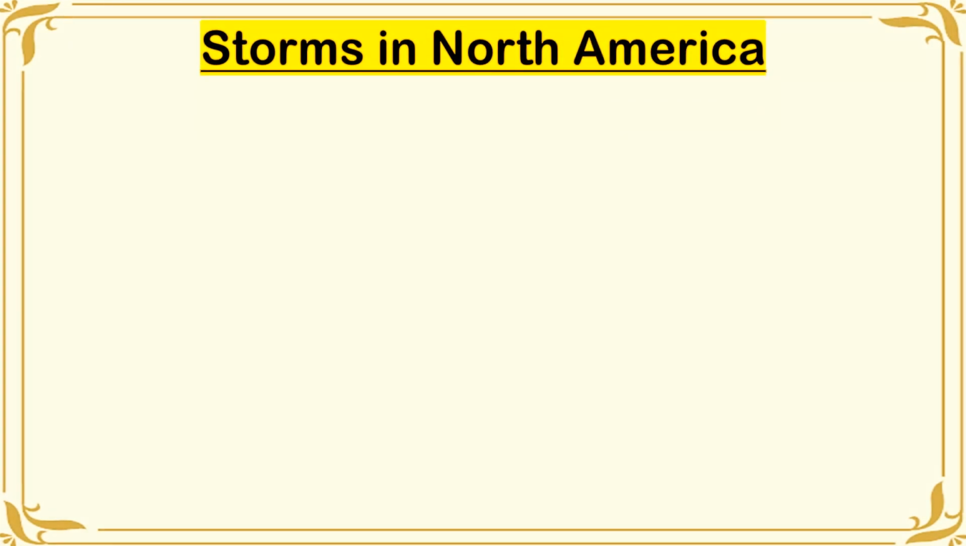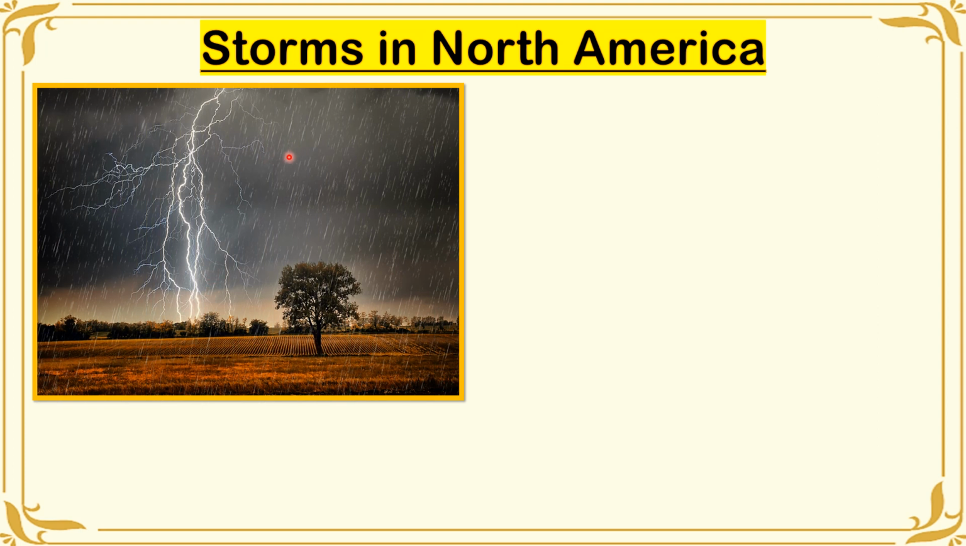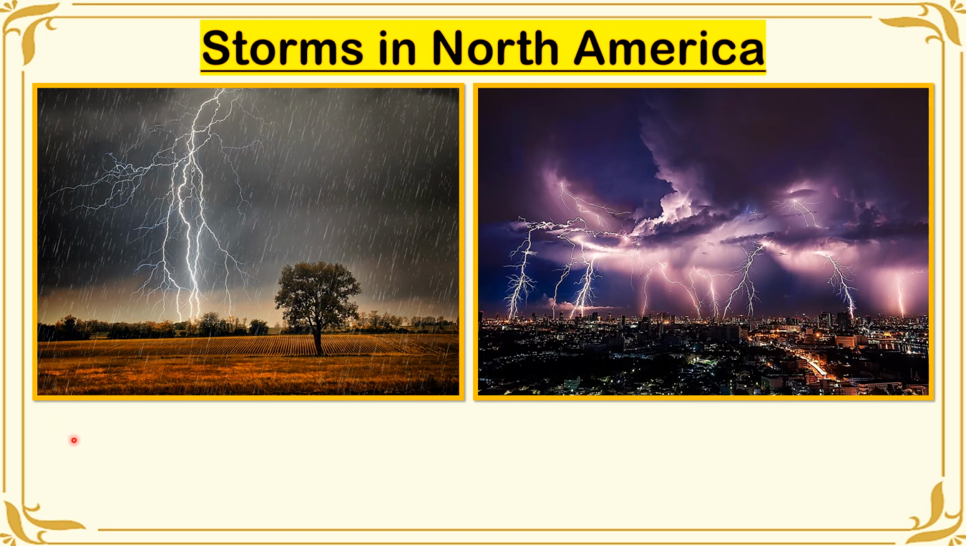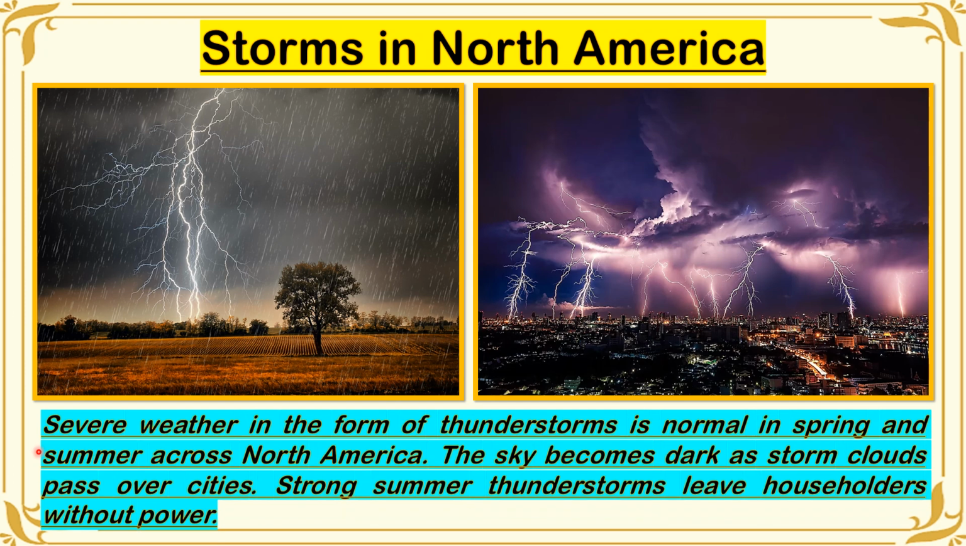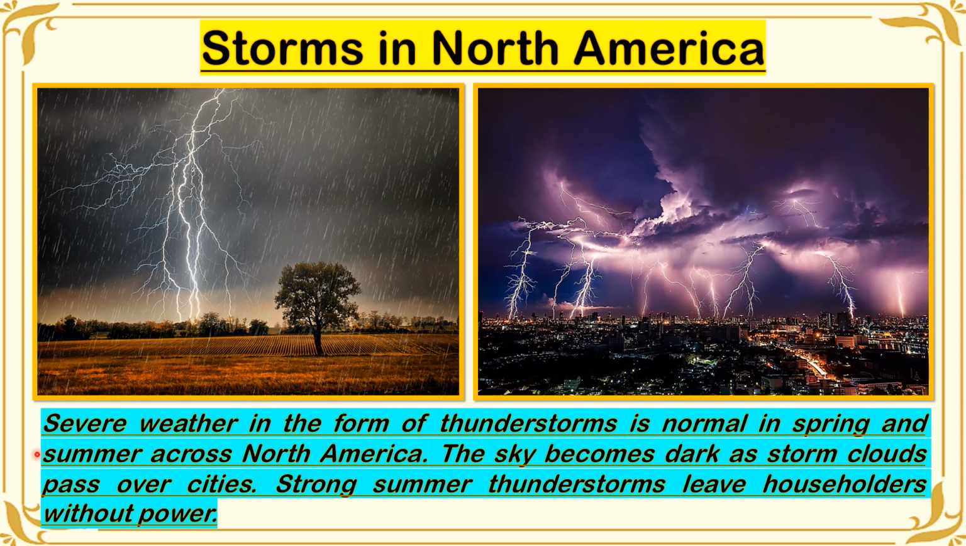Now, class, let us discuss the different storms in North America. So, you can see here the picture, class, heavy rain with lightning and, of course, strong winds. Severe weather in the form of thunderstorms is normal in spring and summer across North America. The sky becomes dark as storm clouds pass over cities. Strong summer thunderstorms leave householders without power.